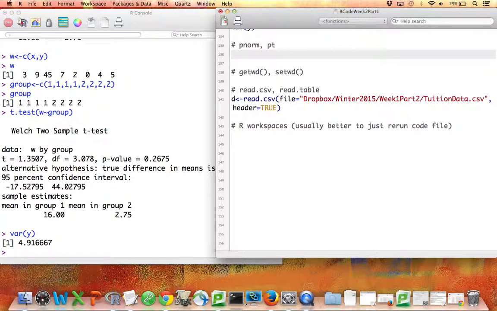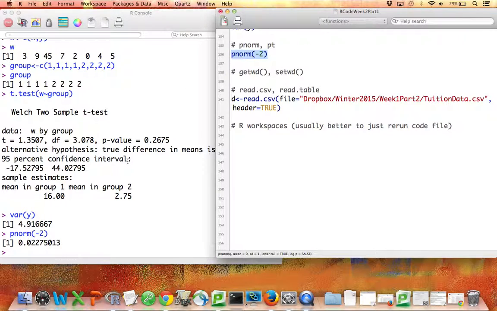Here's a set of commands that are useful for calculating p-values. Suppose I've calculated a z-statistic, and my z-statistic is equal to -2. P-norm will tell me the probability that a standard normal distribution is less than or equal to the value I input. Right? So here it's 0.023 or so.